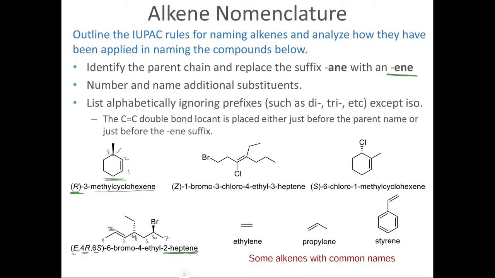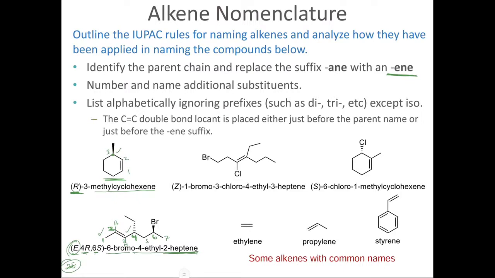Then we need to look at the priority groups that are attached to the double bond. So here we have the highest priorities on the opposite sides. So that's going to be an E configuration. But there's only one double bond, so we don't have to worry about writing 2E or 3E. In this case it's 2E, but we don't have to put 2 because there's only one alkene group. So we're going to call that E, 4R, 6S, 6-bromo, 4-ethyl, 2-heptene. Okay?